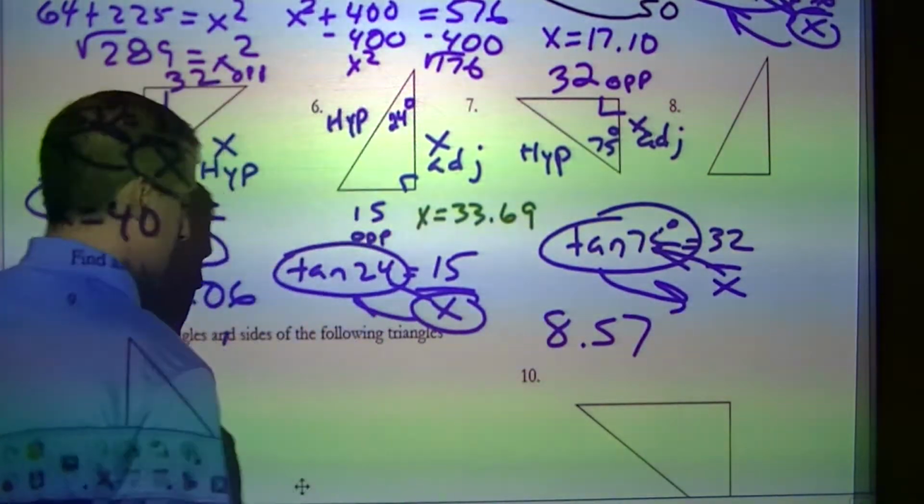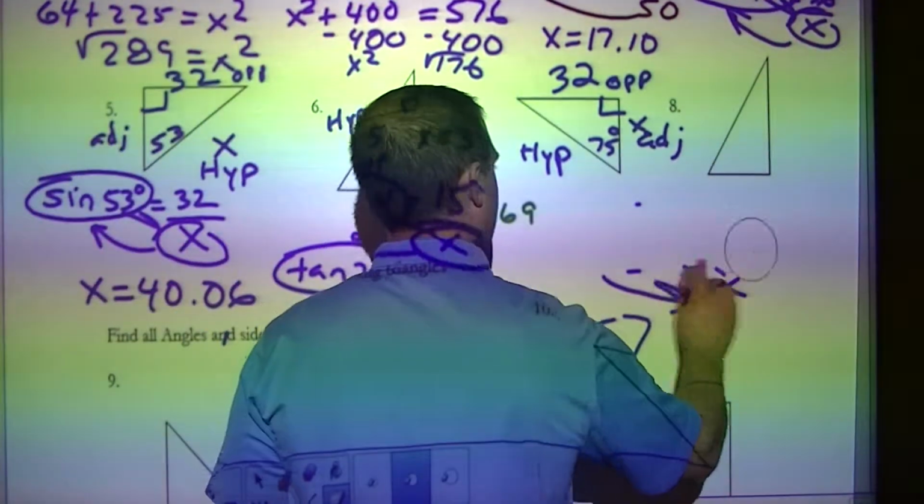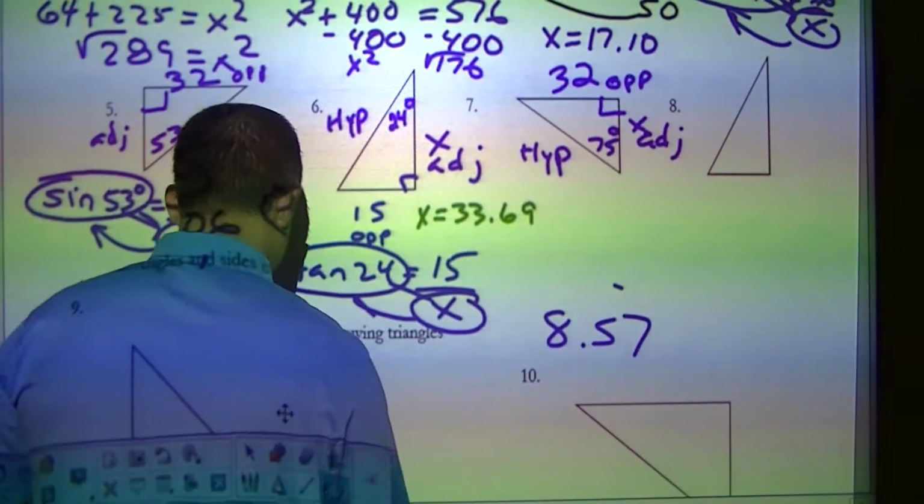I got an answer of 8.57. Let me go ahead and erase this so I have room to do that last problem.